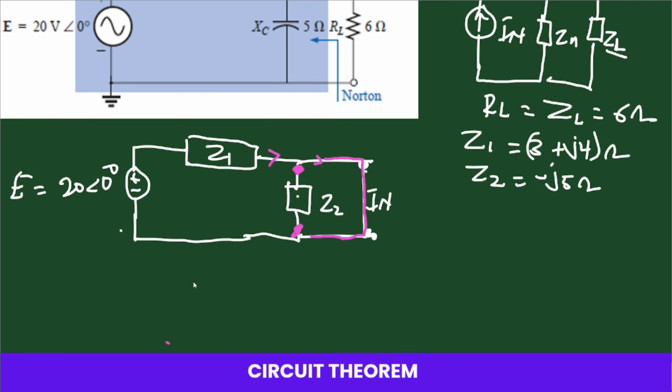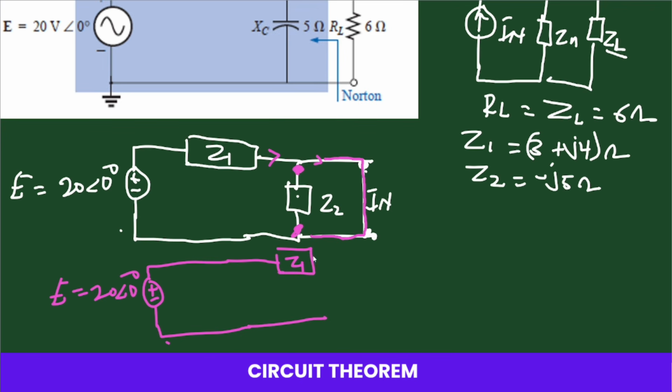So the remaining circuit is going to be the same 20 angle 0 degrees, which is E, and then we'll have the impedance Z1. We have our Z1 there. And finally we have the value of In. But don't forget this one is a series path, and in a series path we have only one current. So the current is actually the same as In, which is the same as the Norton's current.